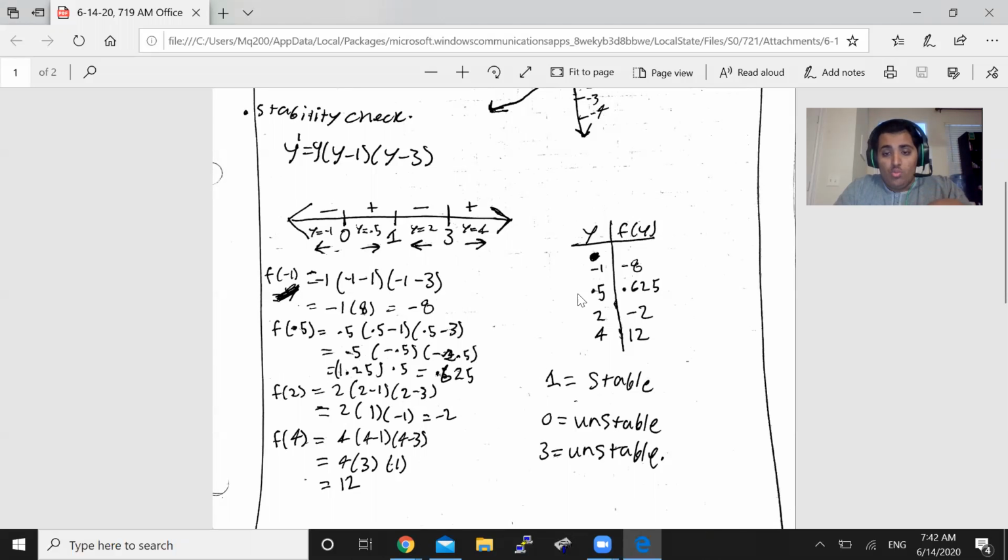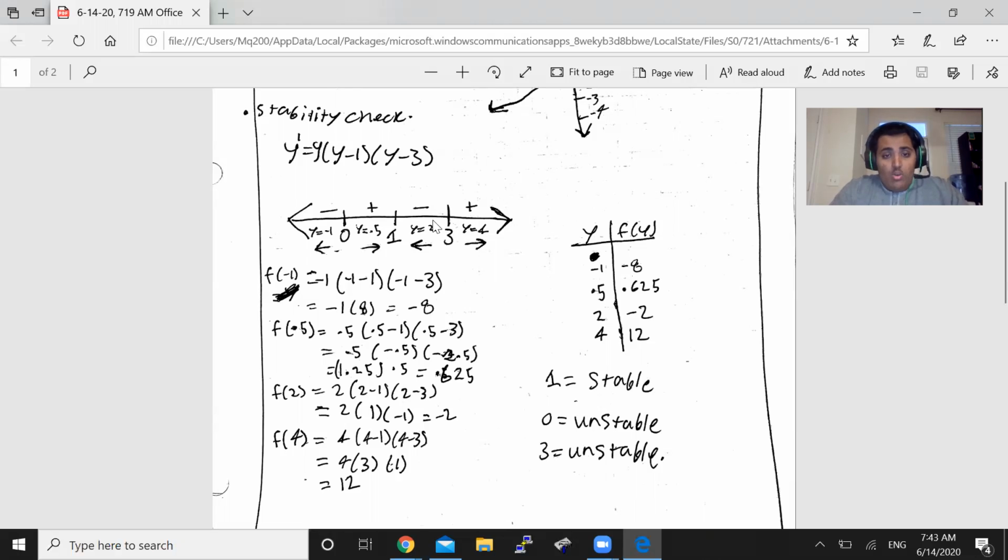Now you can look at the solutions right here. If I plug in -1, I get -8. That's why I put a negative between negative infinity and 0. If you plug in 0.5, you get 0.625. That's why I put a positive between 0 and 1. If I plug in 2, I get -2, and that tells me between 1 and 3 is negative. And with 4, I get 12, which tells me between 3 and infinity is positive.